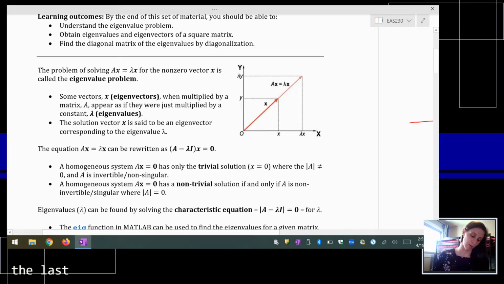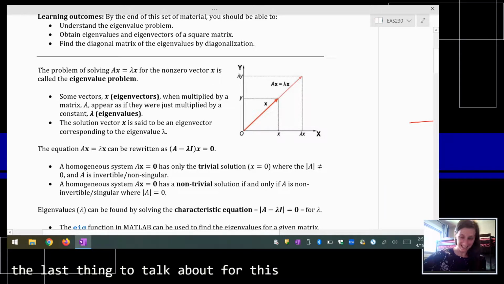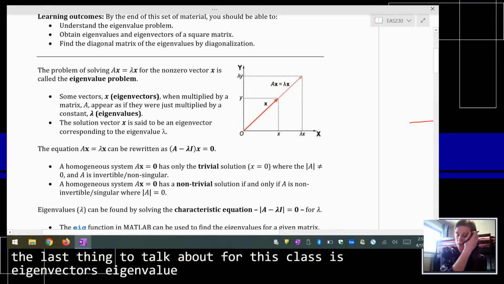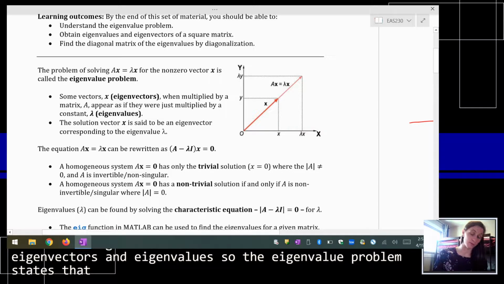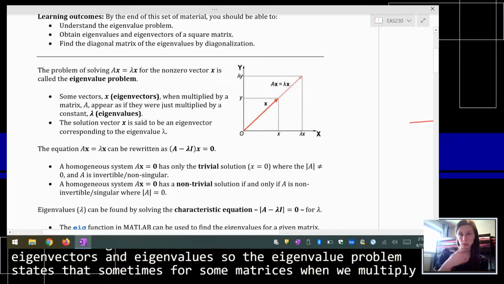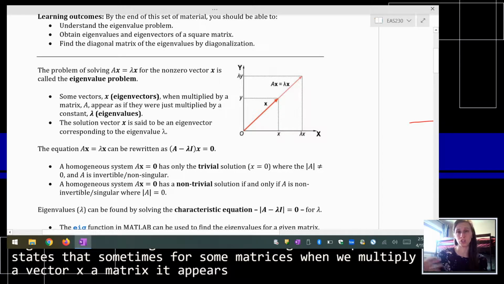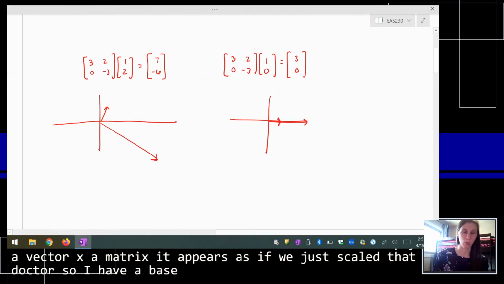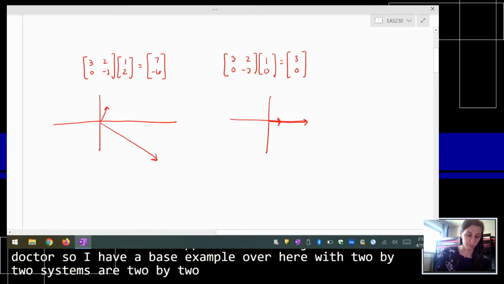The last thing to talk about for this class is eigenvectors and eigenvalues. So the eigenvalue problem states that sometimes for some matrices, when we multiply a vector times a matrix, it appears as if we just scaled that vector.